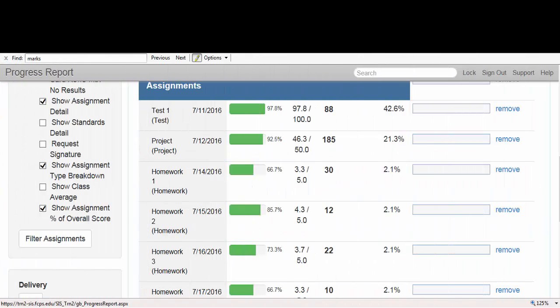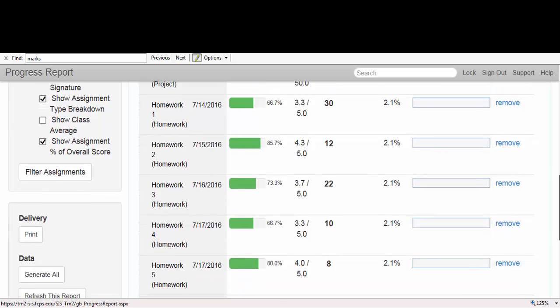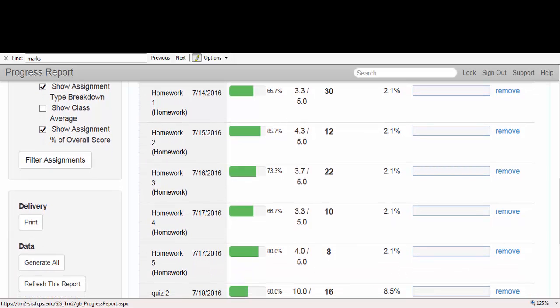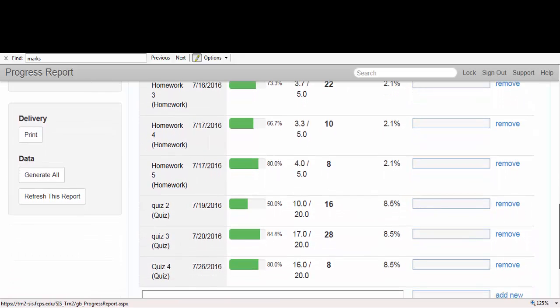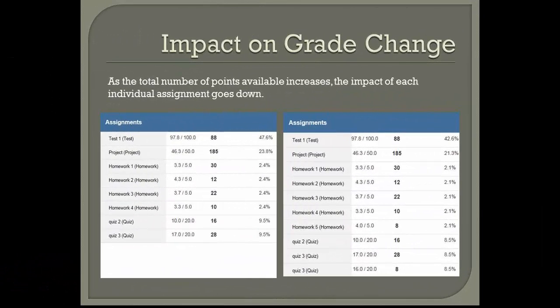When additional assignments are added, you can see that the assignments of the same type still carry equal weight, but each individual assignment has less of an impact on the grade. With an additional homework assignment added, each homework is now worth 2.1% of the grade, and with an additional quiz, each quiz is now worth 8.5%. This means that as the total number of points available increases, the impact of each individual assignment goes down.